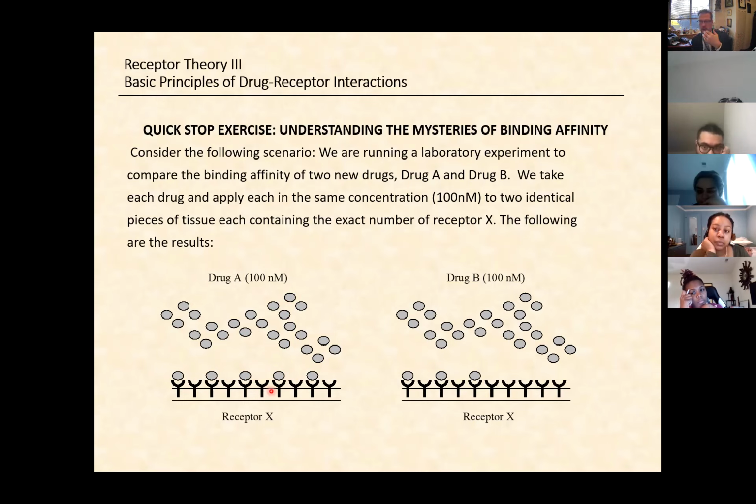If we were to bump the dose of drug A up to 1,000 nanomolar, Eric, what do you think might happen with our ligand receptor complexes? If you had to make a prediction, if we increase the dose of drug A by 10-fold up to 1,000 nanomolar, would we have more ligand receptor complexes formed or less? Will it be less? It would actually be more.